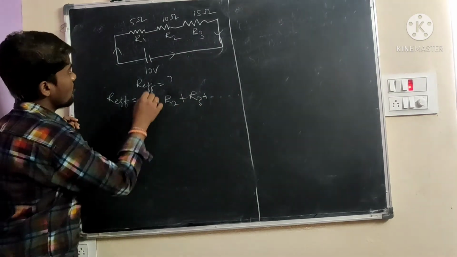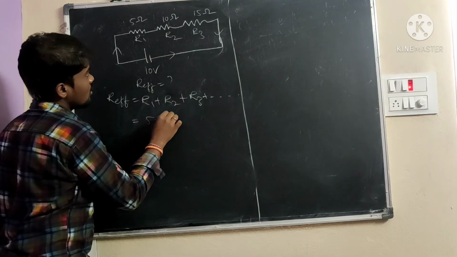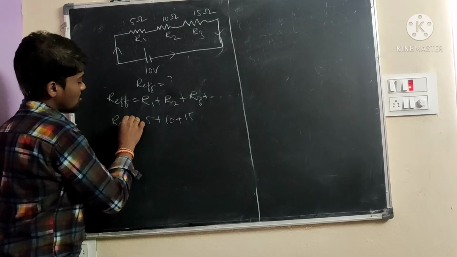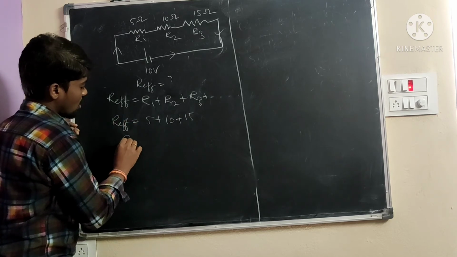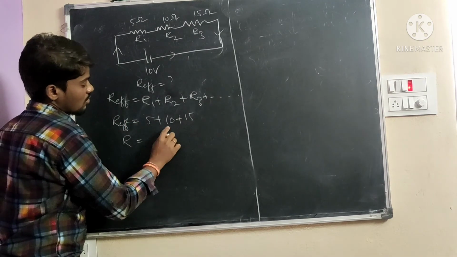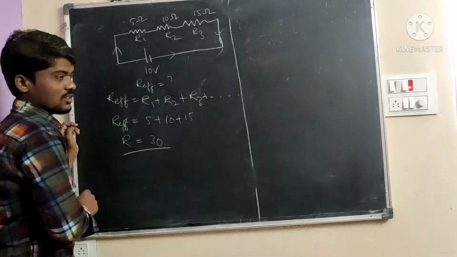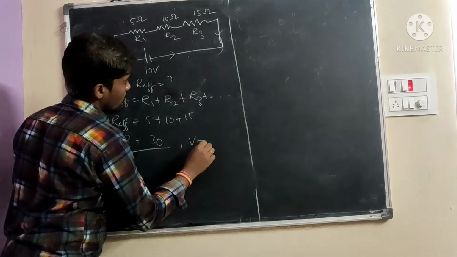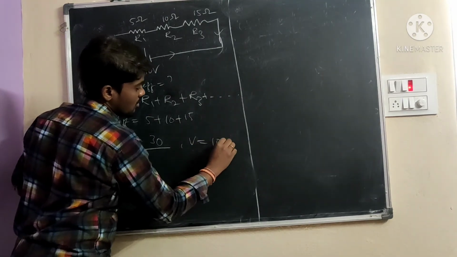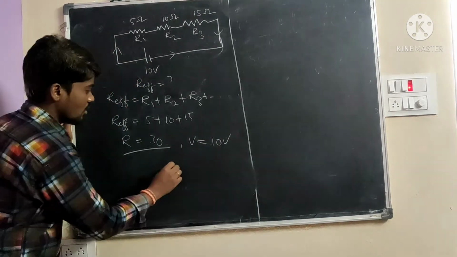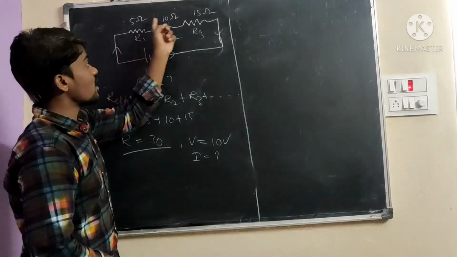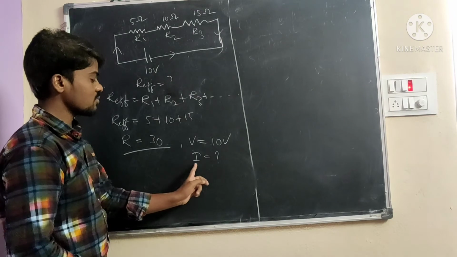What are the values? 5 plus 10 plus 15. R effective is equal to 5 plus 10 plus 15, which is 30. R value is 30 and V is given: the potential difference is 10 volts. We will find out I, how much current is passing through the circuit. Electric current we will find out.